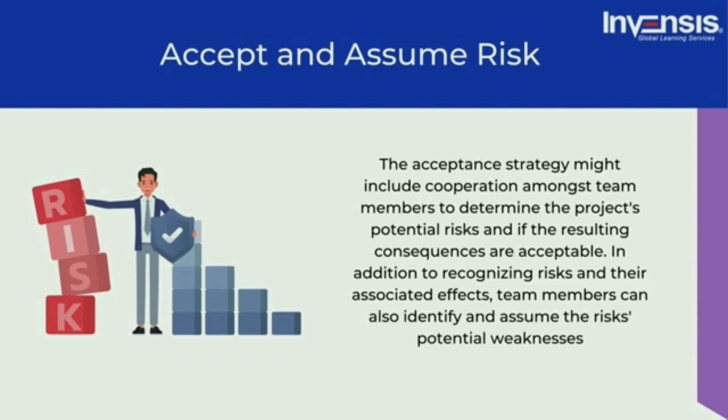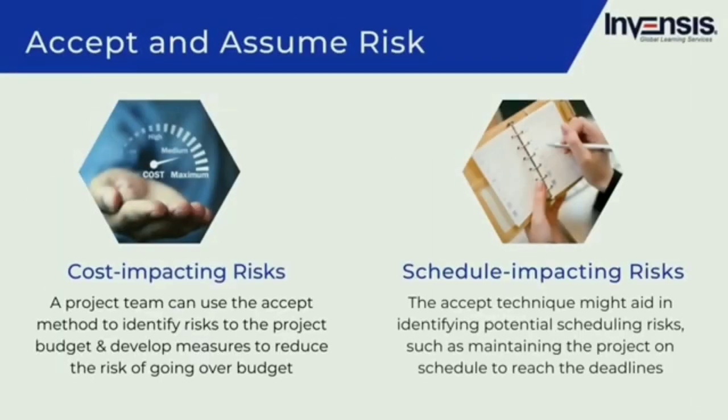Now, the following are some examples that illustrate how the acceptance strategy might be applied for frequently recognized risks. First, cost-impacting risks. The accept technique can be used to detect cost-affecting risks. For instance, a project team can use the accept method to identify risks to the project budget and develop measures to reduce the risk of going over budget, so that all team members are aware of the risk and its potential implications.